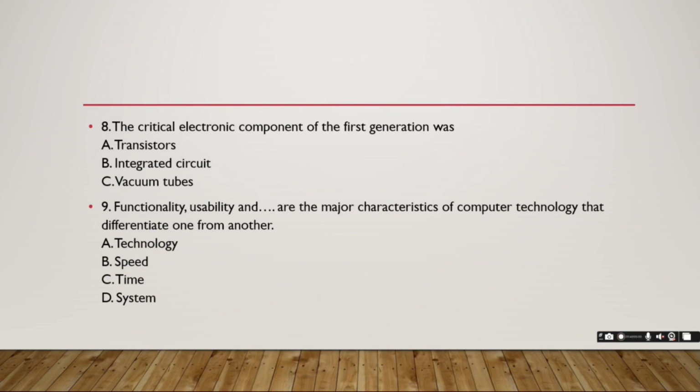Question 7. The critical electronic components of the first generation was A. Transistors, B. Integrated circuit, C. Vacuum tube. Question 8. Functionality, usability, and are the major characteristics of computer technology that differentiate one from another. A. Technology, B. Speed, C. Time, D. Systems.